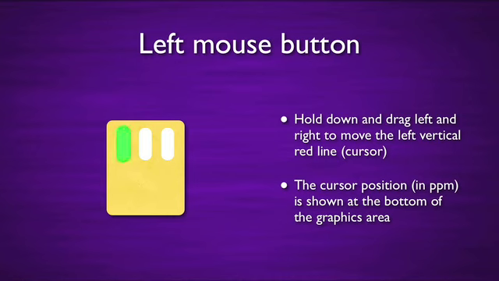In the graphics window, hold the left button down and drag it left or right to move the left vertical red line, the left cursor. Start with the left cursor on the left-hand side of the spectrum. As you drag the cursor, its position in ppm is shown on the bottom of the spectrum.